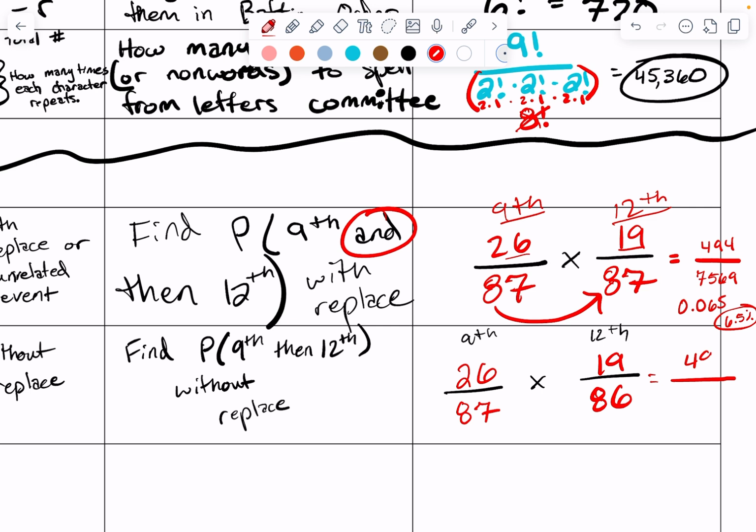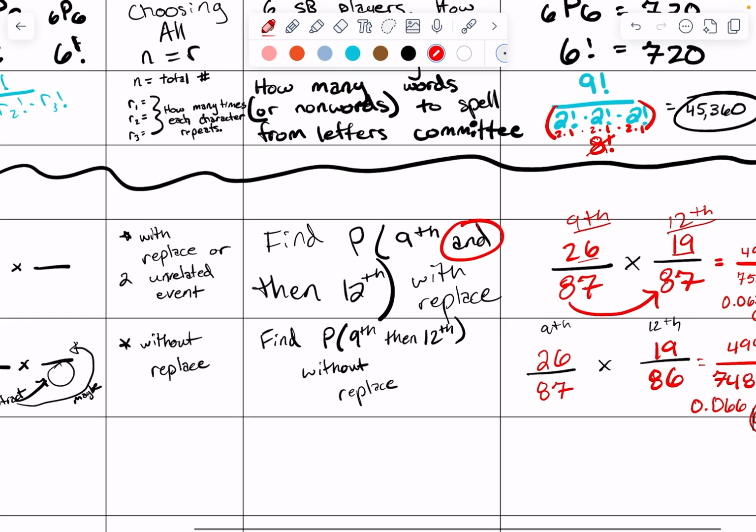And so I get a number, and whatever that is. This is still 494, and the denominator is 87 times 86 now, 7482. I don't know if any of this reduced to begin with. I would usually try to cross reduce, but those are big enough numbers that I just want to stay away from it. So my chance goes to 0.066, so a 6.6% chance of that happening. Slightly higher, but whatever. Okay, there's that.